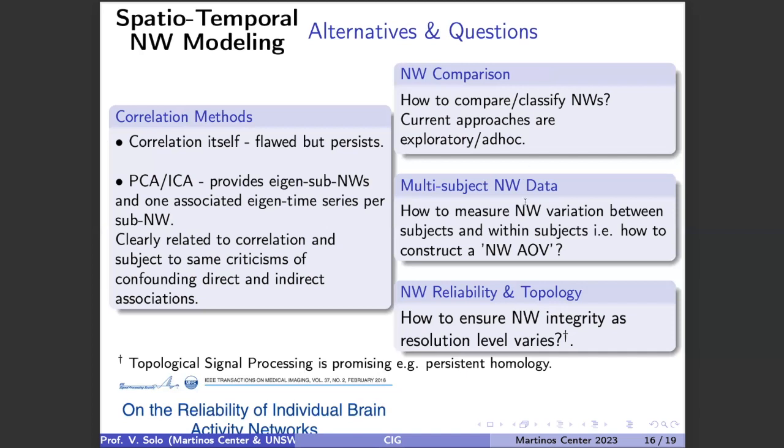Then, of course, there's the multi-subject story. We're still in the situation where that's all being done in an ad hoc way. Even worse, there are some techniques running around which are actually wrong. And what we really need is what I call a network analysis of variance, which would enable us to decompose the variation in a group of networks into variation within the individuals across the multiple scans, and then between the individuals. And again, I've got some ideas about how to do this, but it's not there yet. And finally, I just mentioned topology. I've already done a bit of work on this.